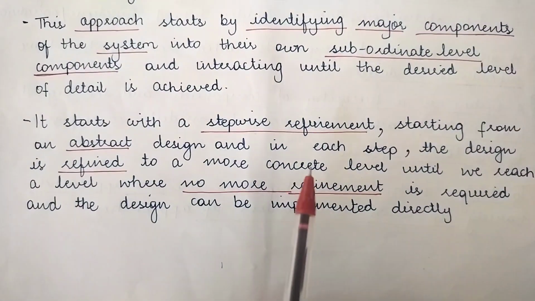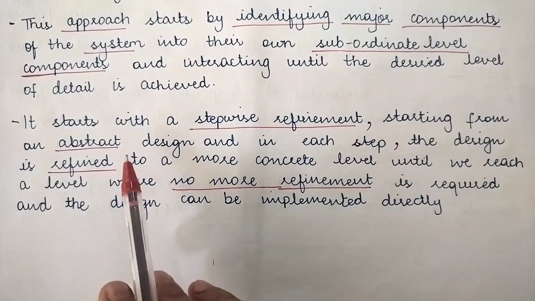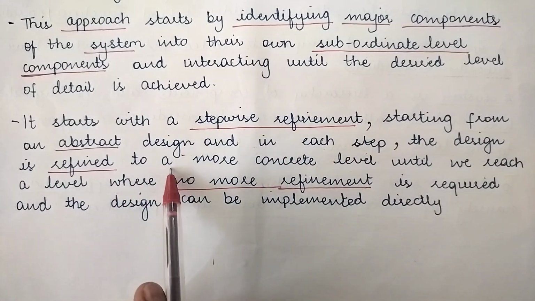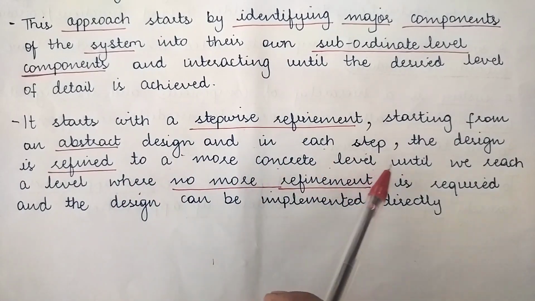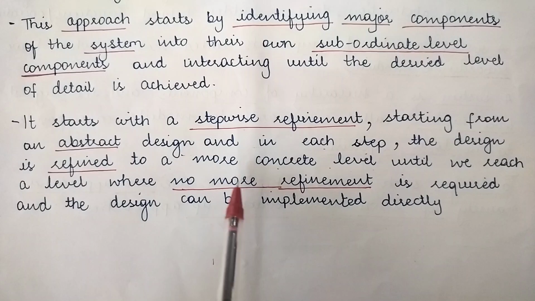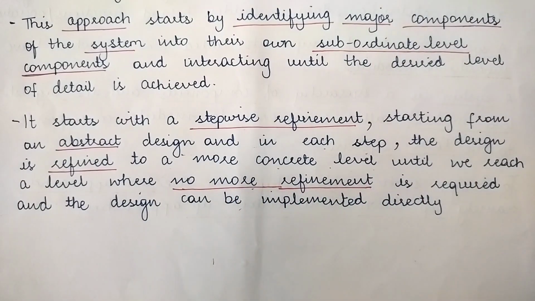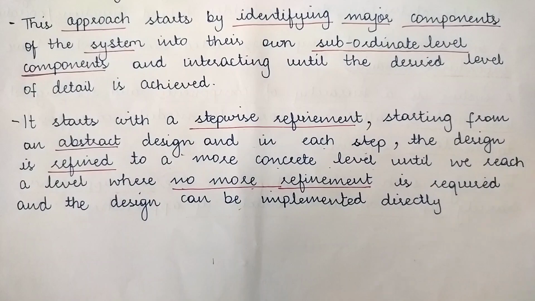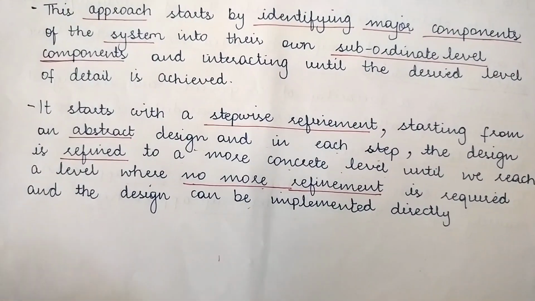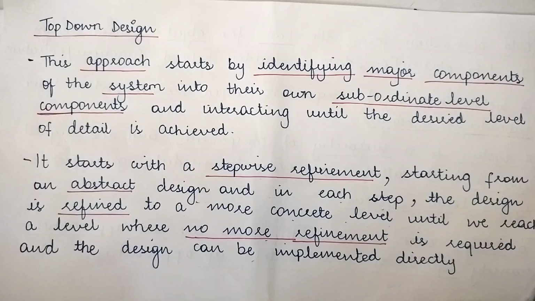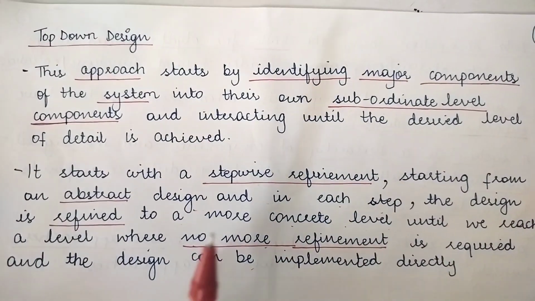So it starts with a stepwise refinement, which starts from an abstract design, and in each step the design is refined to a more concrete level until we reach a level where no more refinement is required and the design can be implemented directly. That means we can have no further iterations. This is basically the approach in top-down design.